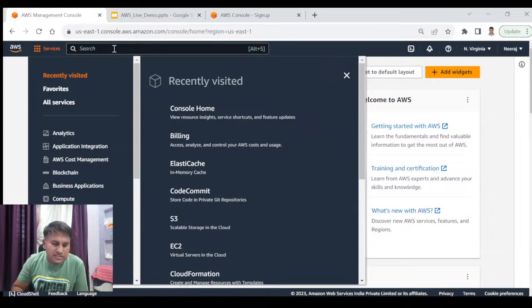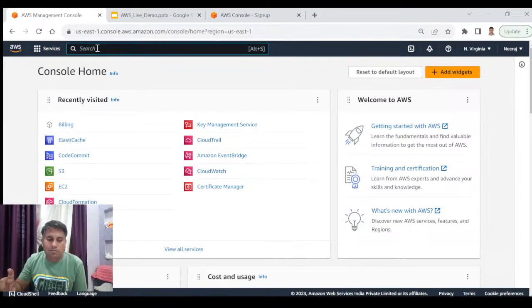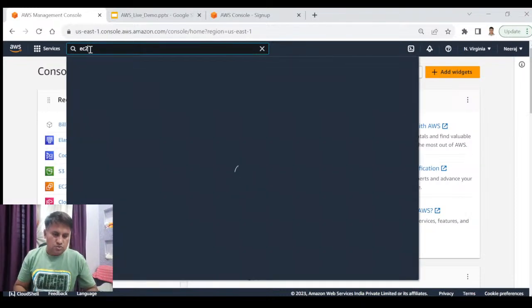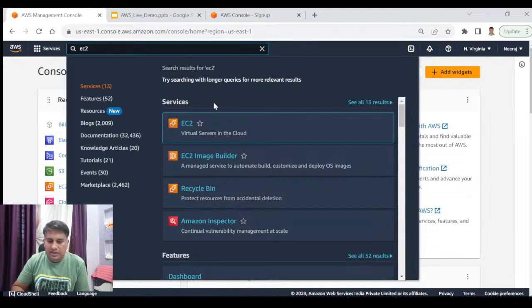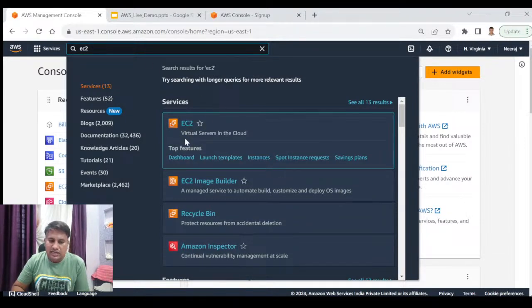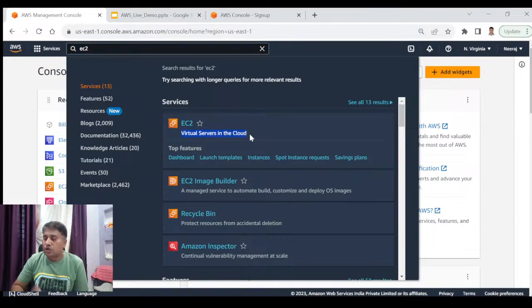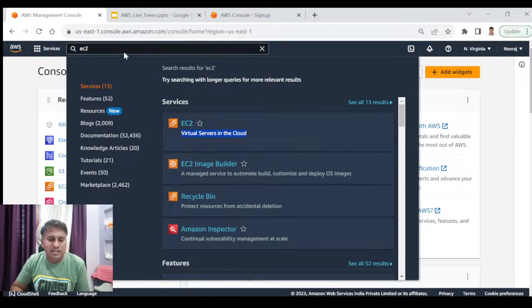You can search here for any service. I was talking about that remote server, right? The remote server in AWS terminology is known as EC2, Elastic Compute Cloud. You can just type EC2. EC2 will appear here, and you can also see that it says virtual server in the cloud. How to launch a server, we'll talk about next week, most probably the day after tomorrow. And similarly, many services are there.